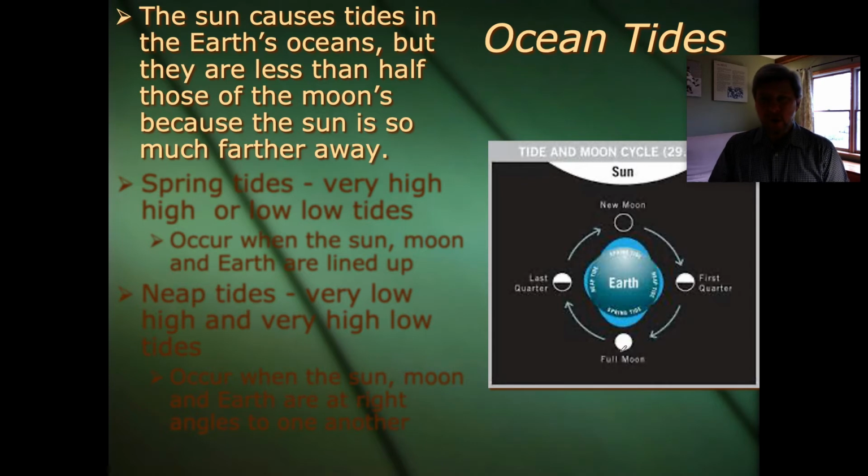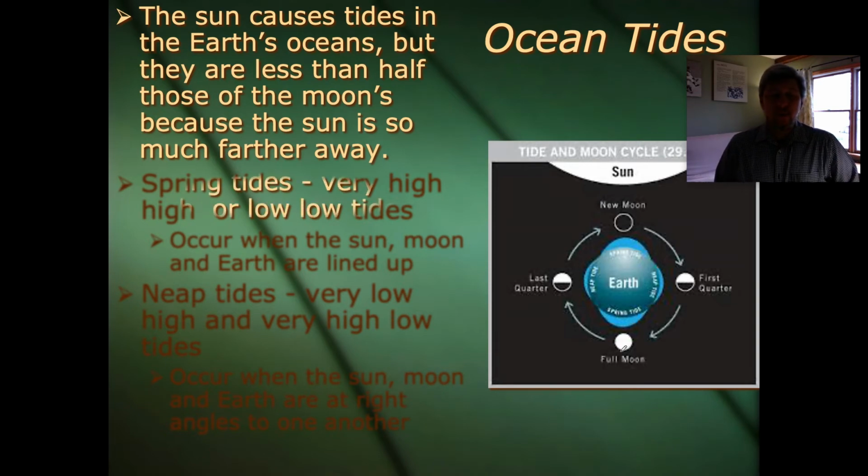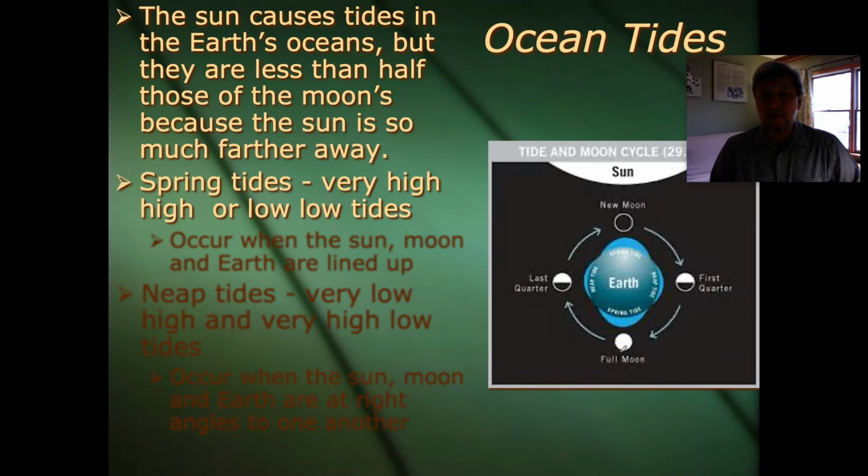Now, we also, twice a month, have what we call neap tides. And these are when the sun and the moon and the earth are all at right angles to one another. So in other words, the sun is pulling in one direction and the moon is pulling at a direction 90 degrees away from the direction of the sun. And we call that a neap tide, N-E-A-P, neap tide.